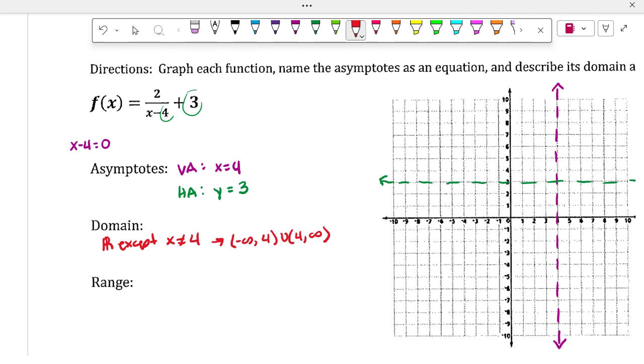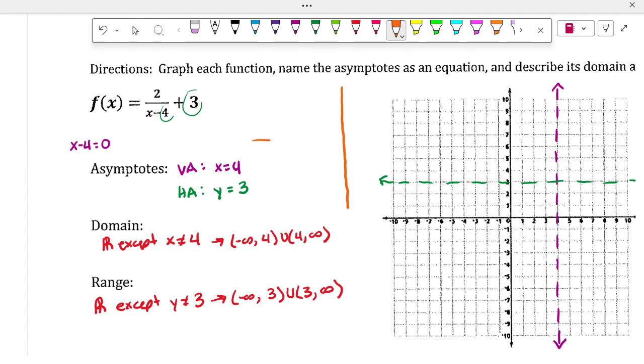What's my range? All real numbers except y cannot equal 3. You can also write it as from negative infinity to 3 union 3 to infinity. All right. Now, let's go getting our graph. I don't know why I drew it like that. Our table.